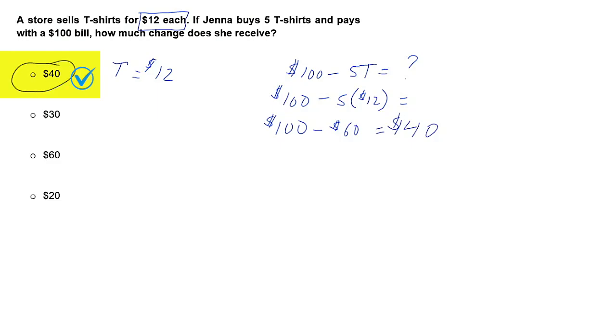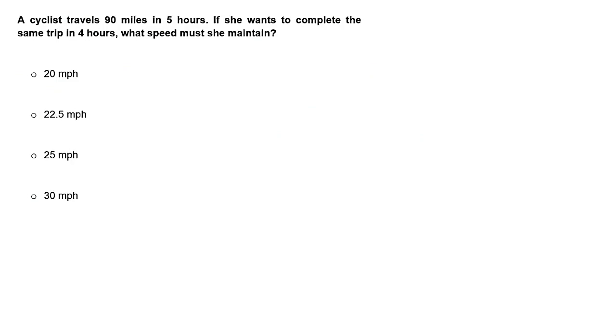Great job. A cyclist travels 90 miles in 5 hours. If she wants to complete the same trip in 4 hours, what speed must she maintain? 20 miles per hour, 22.5 miles per hour, 25 miles per hour, or 30 miles per hour? So once again, let's try to think of this in terms of the equation. So to find miles per hour, or the speed she must maintain, that's going to be distance divided by time. So we need to know the distance that she's going to travel and how fast she's going to travel there. And we have that information. We have 90 miles, and she wants to do it in 4 hours.